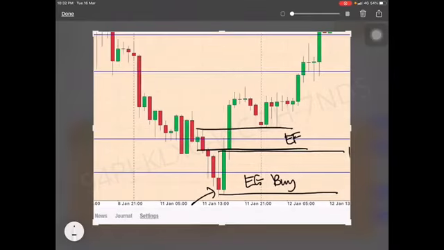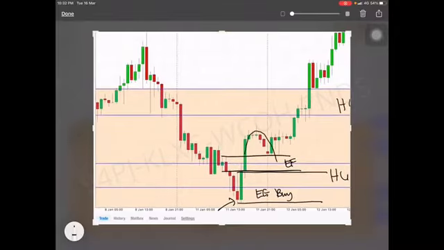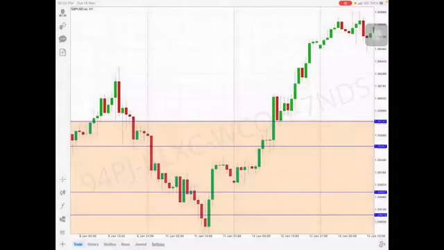So when the price comes back to this zone, what are you looking for? Are you looking for buy or sell? Buy. So this is where you entry. This is the zone for you to entry. So you can entry here. Okay. So that is the zone.